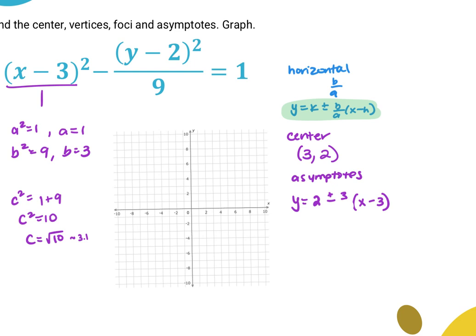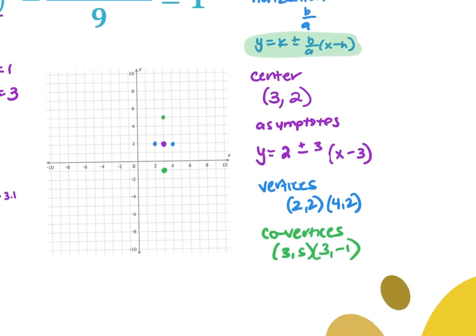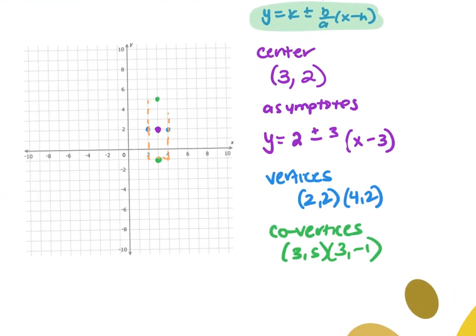I'm going to start by plotting my center at 3, 2. This is horizontal, so we're going right and left the A, which is 1. Those vertices are 2, 2, and 4, 2. I go up and down the B, 1, 2, 3, 1, 2, 3. Those are your co-vertices: 3, 5, and 3, negative 1. You're going to draw the box. You're going to find the corners. And then draw your asymptotes.